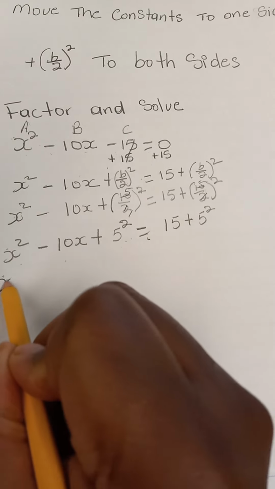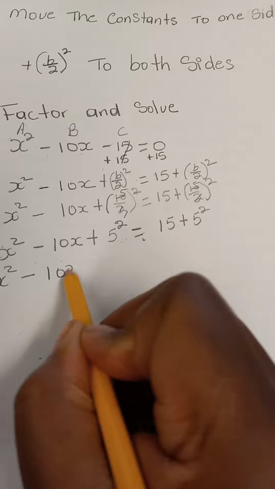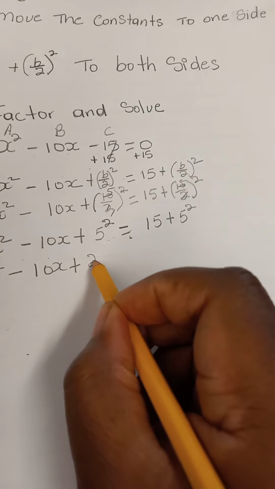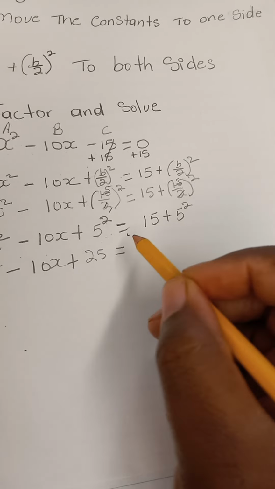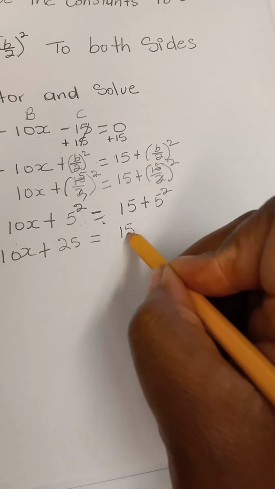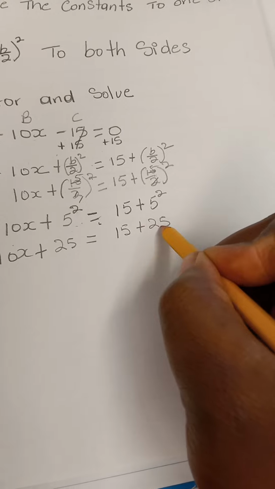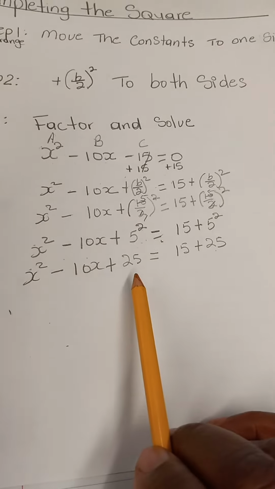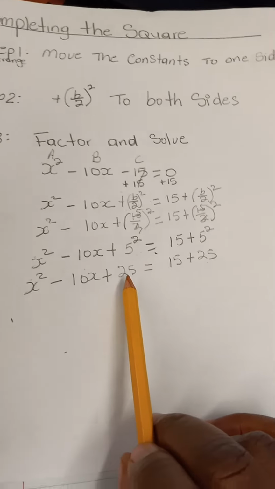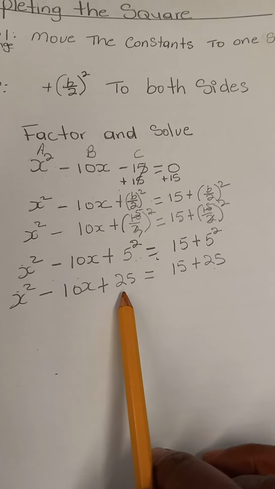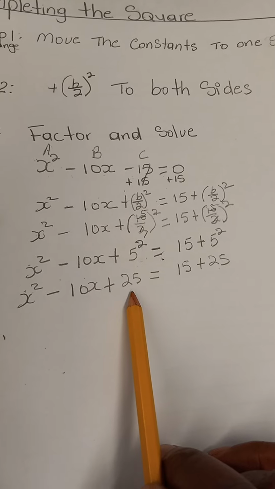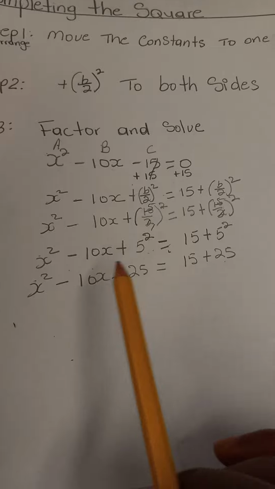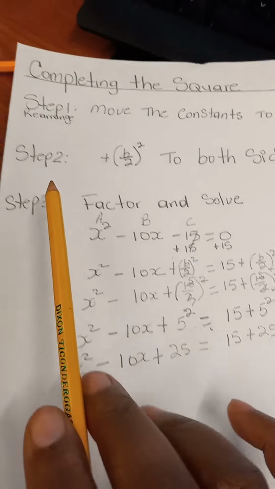So I'm going to write my x squared again, minus 10x plus 5 squared, which is 5 times 5, which is 25, and that's equal to 15 plus 25. 25 comes from 5 squared, which is 5 times 5. If you notice, again, when I take my b and divide it by 2, and then I square the answer, I get 25. So now we are up to step 3.